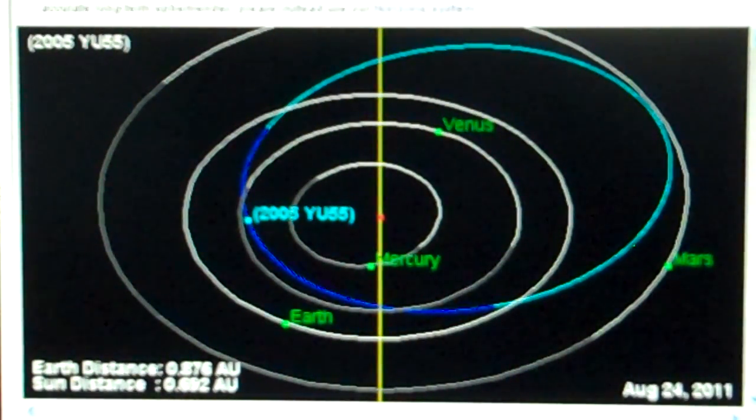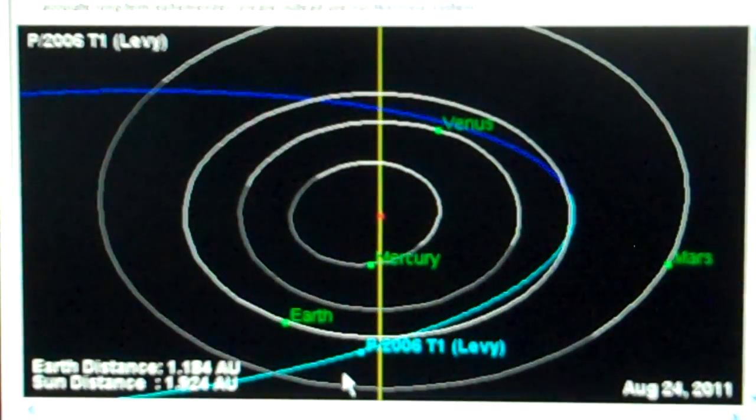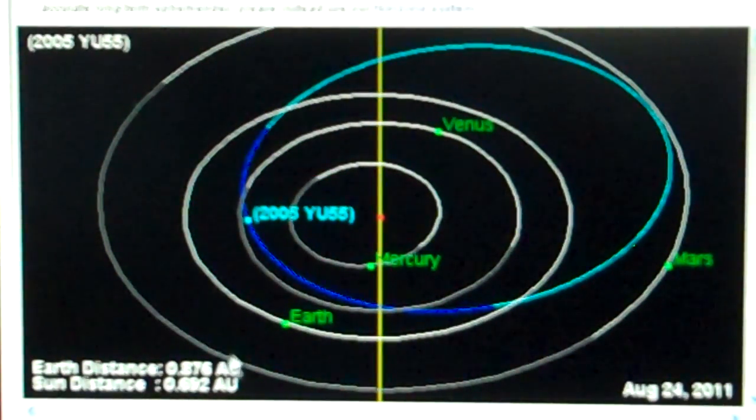We have YU55, Comet Elenin. Here's Comet Elenin up here, which is 1.13 AU away from Earth on August 24th. And we have Comet Levy, which is 1.184 AU away from Earth on August 24th. Comet Elenin is 1.13 AU away from Earth, and YU55 is 0.876 AU away from Earth.